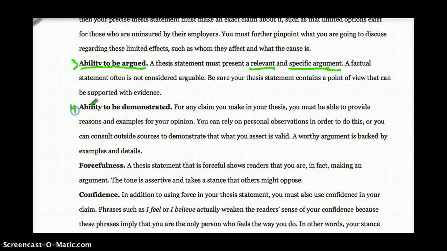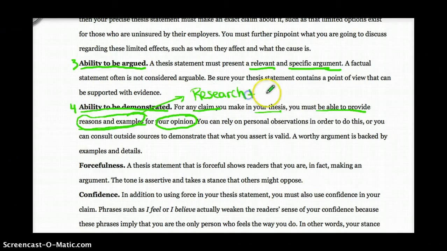Okay, the next one, number 4, the ability to be demonstrated. This basically means that it has to be provable. It can't just be filled with your opinion. For any claim that you make in your thesis, you must be able to provide reasons and examples. And so this right here, this is research and this is evidence. You must be able to demonstrate what you're talking about.